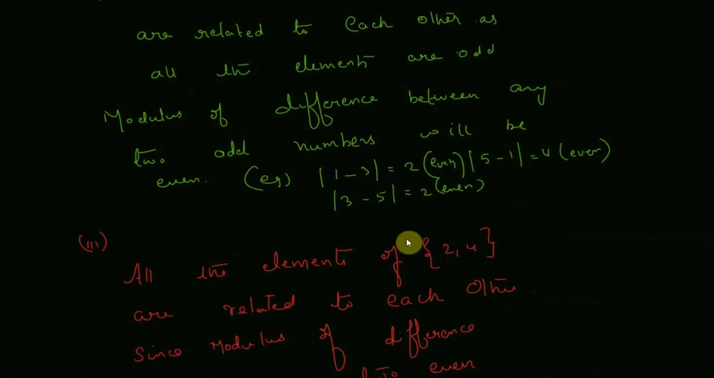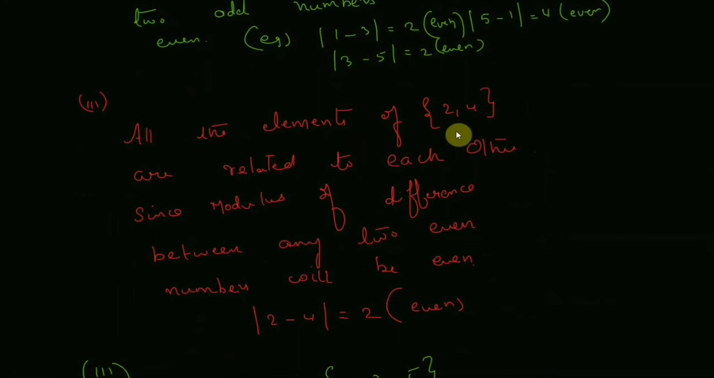What about the subset {2, 4}? All the elements are even numbers here. So they are related to each other because the modulus of the difference between two even numbers will always be even.